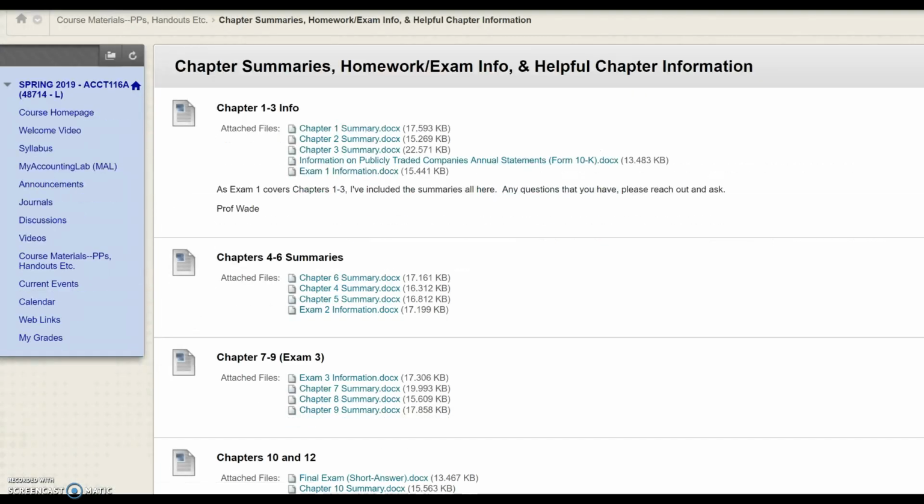For the chapter summaries, I have summaries for each of the chapters broken down by exams. So chapters 1 through 3 are on the first exam, and then I gave you some exam information, as well as some information on publicly traded companies' annual reports, which you're going to be using in the future.